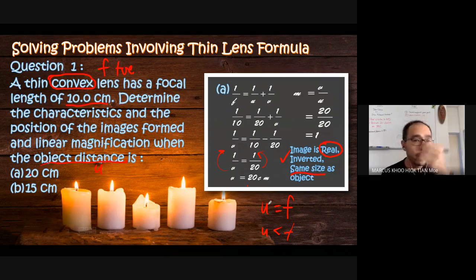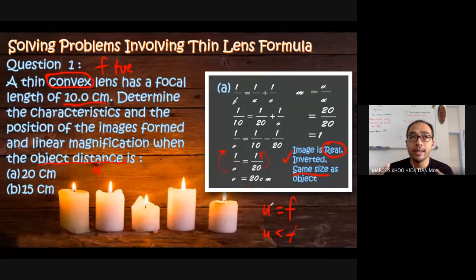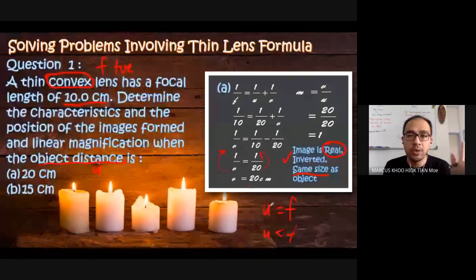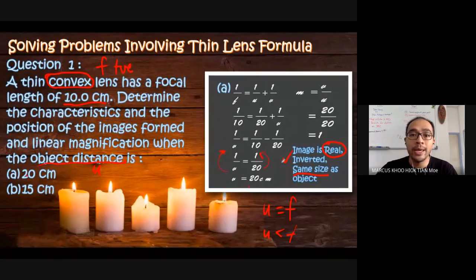So all these things we combine together to tell us the characteristics of the image. The only thing you actually have to memorize is where it is inverted and where it is upright. I know that some of you already memorized everything, very good. For a convex lens, there are only two cases where it is upright, where U equals F or U is less than F. But in this case, we find that U is more than F, so no problem. As long as U is more than F, then it will always be inverted.